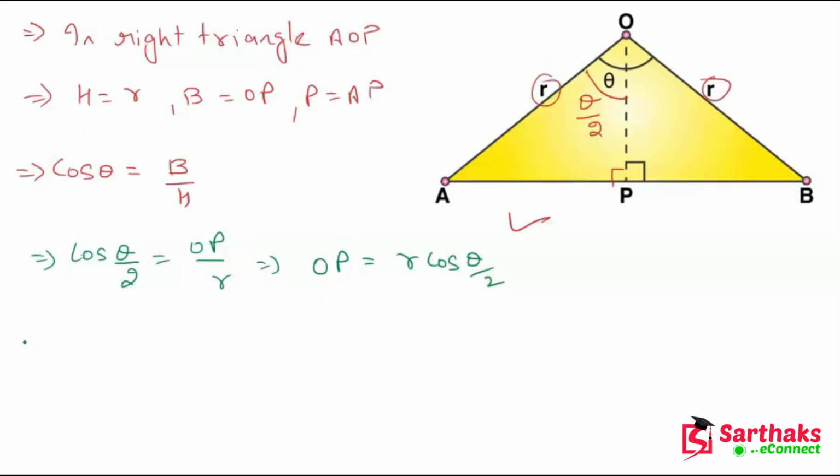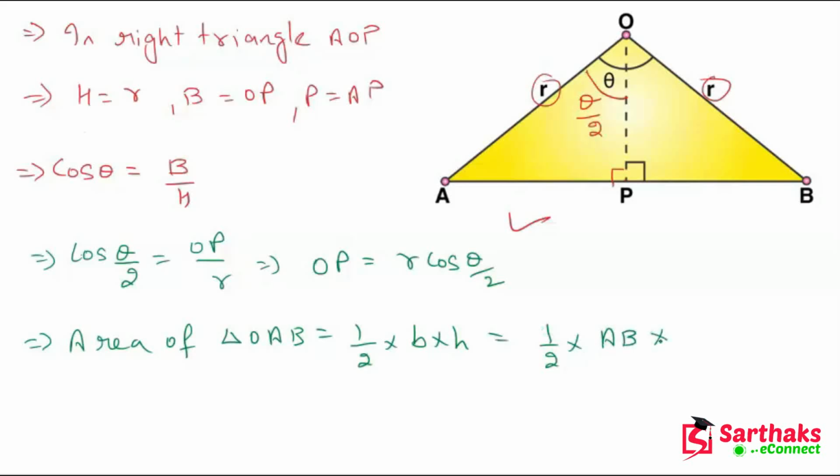Now the area of triangle OAB is equal to half into base into height. Our base is AB and our height is OP. We have OP, but now we have to find AB. How can we find it? Let's see. We know that AB is equal to twice of AP.